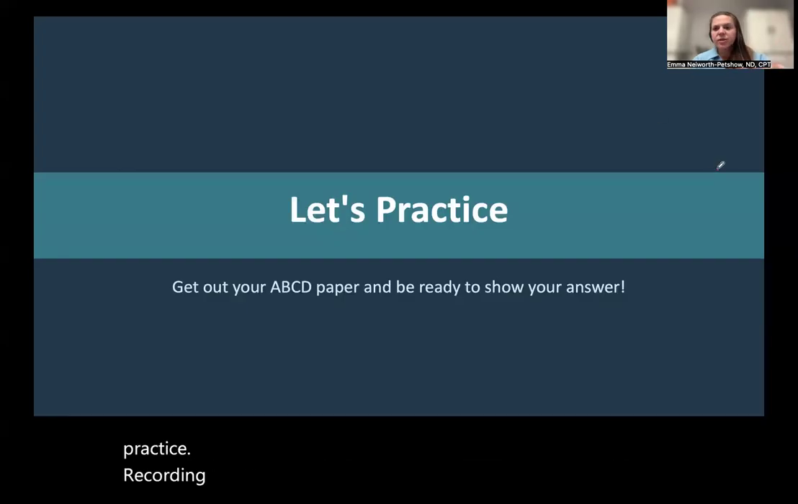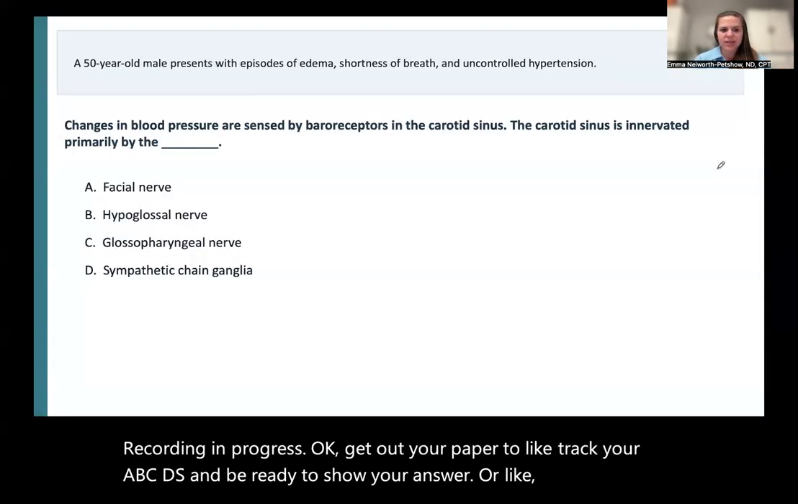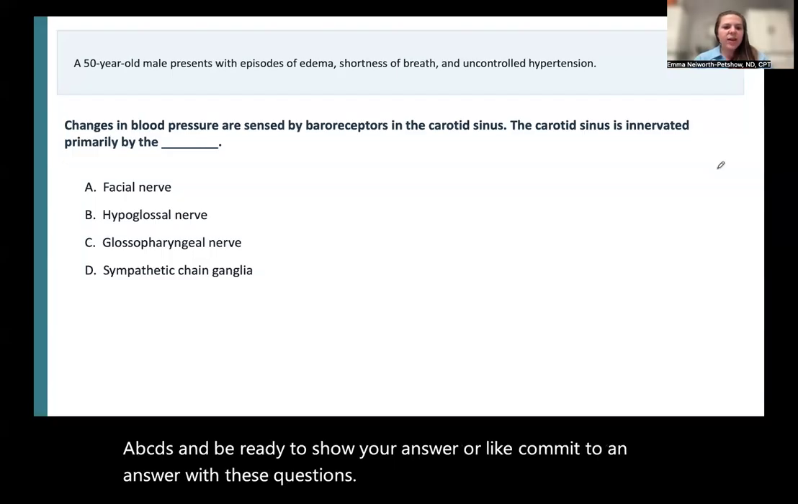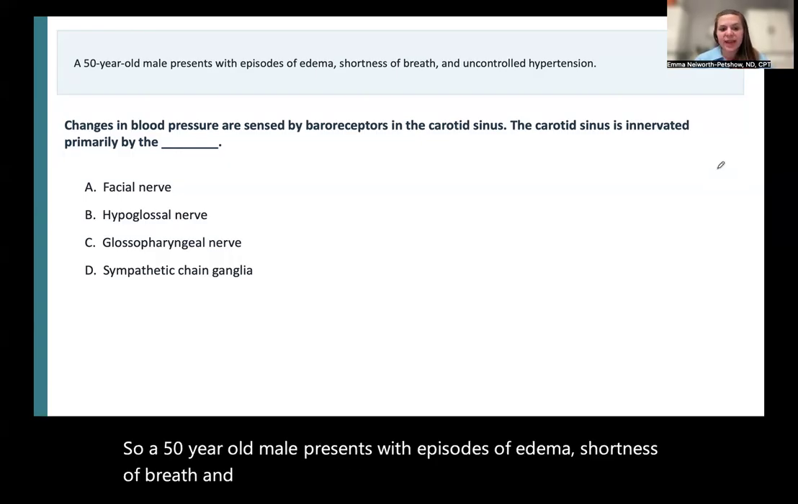Okay, get out your paper to track your ABCDs and be ready to show your answer or commit to an answer with these questions. So, a 50-year-old male presents with episodes of edema, shortness of breath, and uncontrolled hypertension. Okay, so that's your patient vignette.